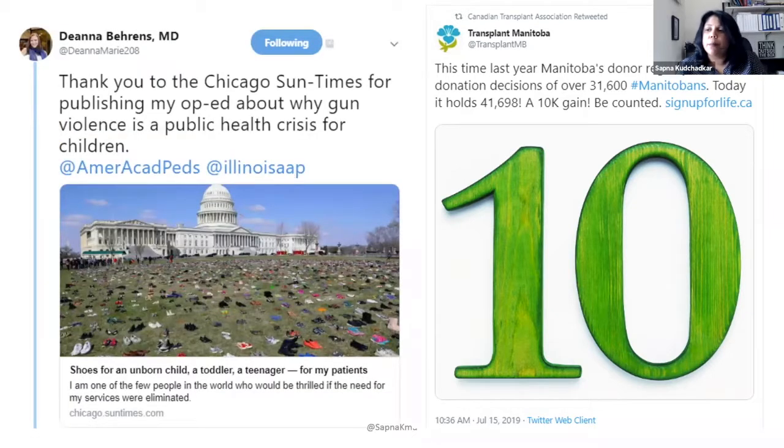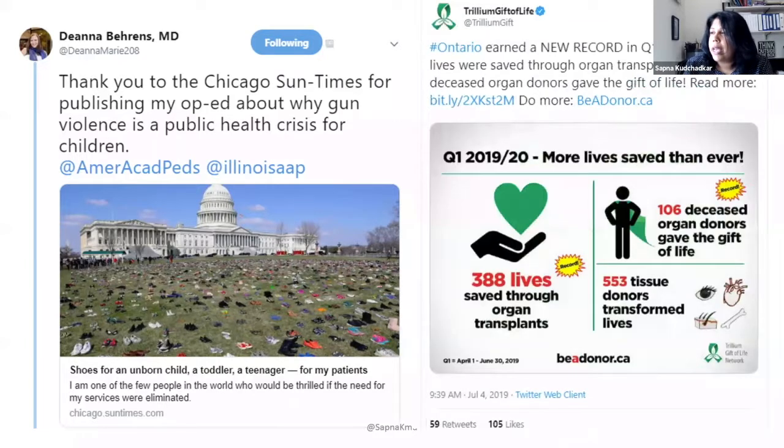One of my colleagues in the PICU had a Chicago Sun-Times article about gun violence and how it impacts us as pediatric intensivists. Again, something that she shared and went viral because it was of so much interest to so many healthcare providers. And here is another tweet from July 4th of this year from Trillium Gift of Life, talking about Ontario earning a new record for organ transplants and deceased organ donors.